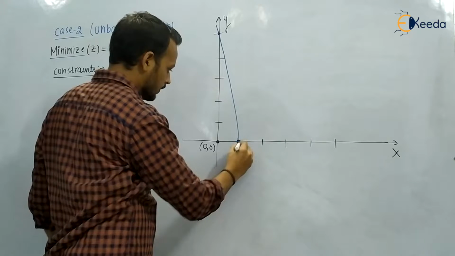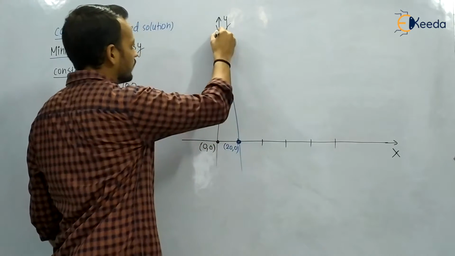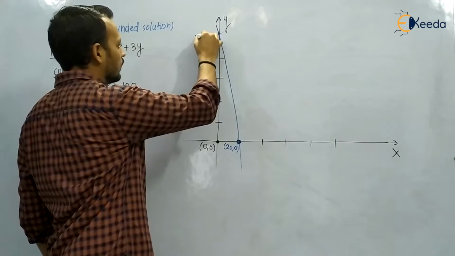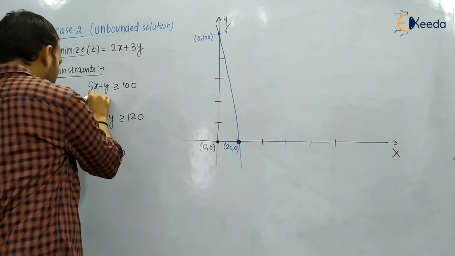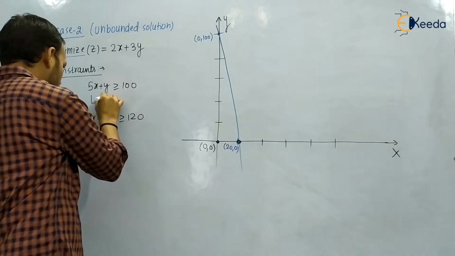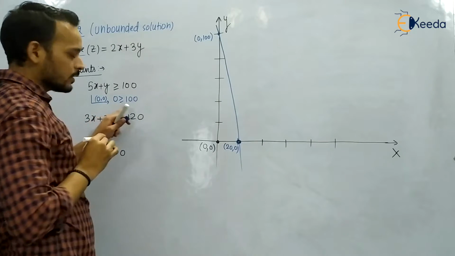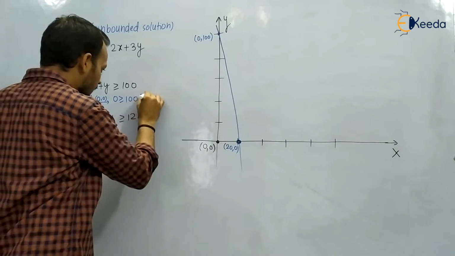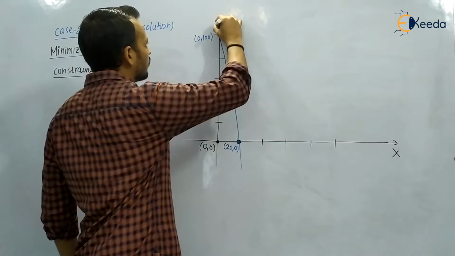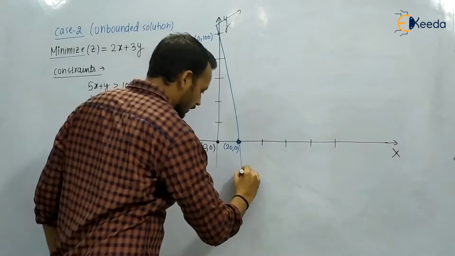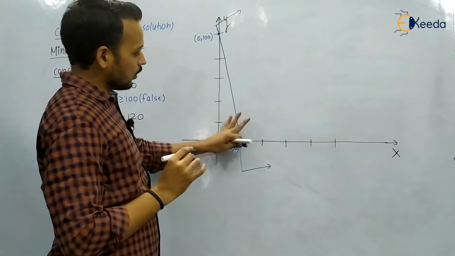So this point is 20, 0, and this point is 0, 100. We have plotted the first constraint. Now we will check the nature of the constraint. Putting 0, 0, we get 0 is greater than or equal to 100. It means the condition is false. False means the graph is shaded away from the origin, like this. The graph is shaded away from the origin because the condition is false.